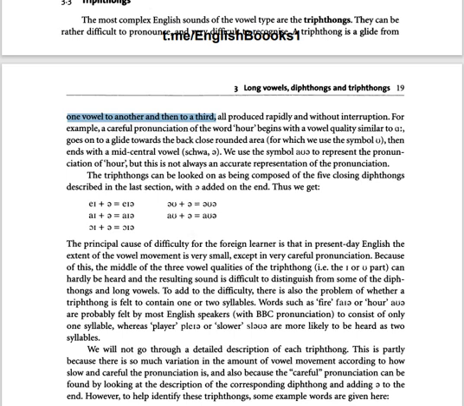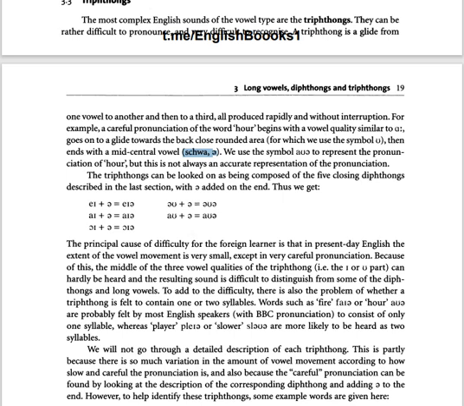"our" begins with a vowel, a quality similar to a, goes on to a glide towards the back close rounded area, for which we use the symbol u, short vowel u, then ends with a mid-central vowel, schwa.